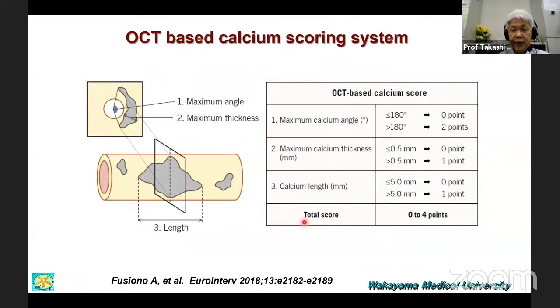So Dr. Fujino, when she was in CRF, proposed the calcium scoring system using calcium angle, thickness and length. If the angle is more than 180 degrees, they put 2 points, thickness more than 500 microns, they put 1 point, and more than 5 millimeter length, they put 1 point. And if the score becomes 4 points, the result is very poor. Therefore, at that time, it is important to make a lesion modification using some ablation, right?